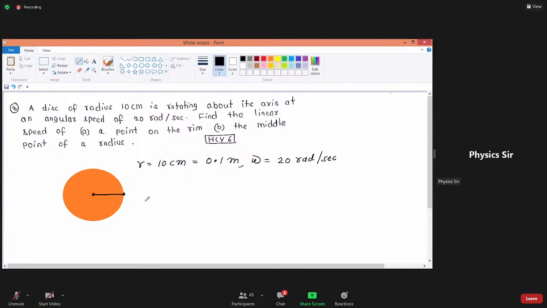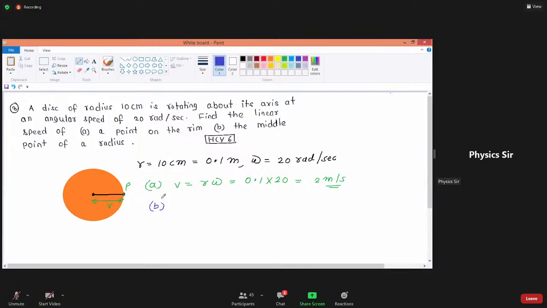I have to calculate the linear speed at a point on the rim. So let us say the point on the rim is P. At P, what is the total distance from the center to P? It will be R. So for the A part, V will be R omega. R is 0.1, omega is 20, 0.1 into 20. This will be 2 meter per second.